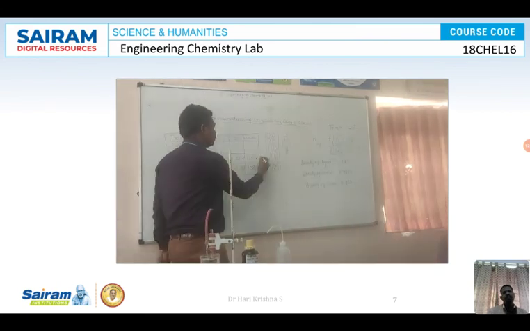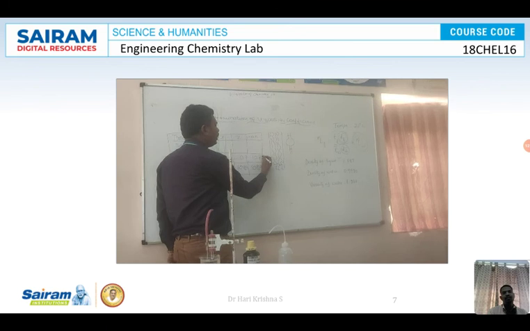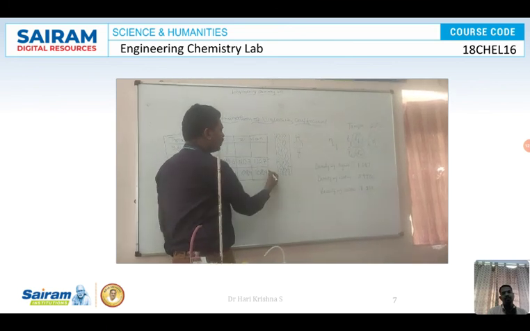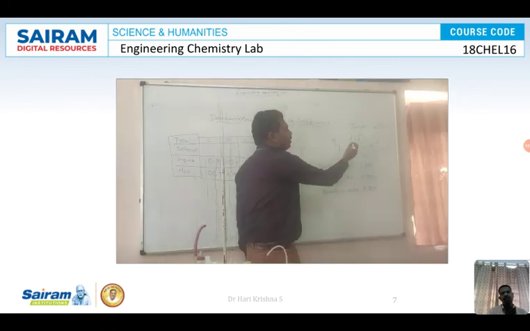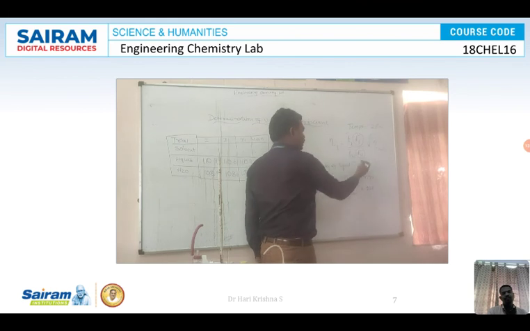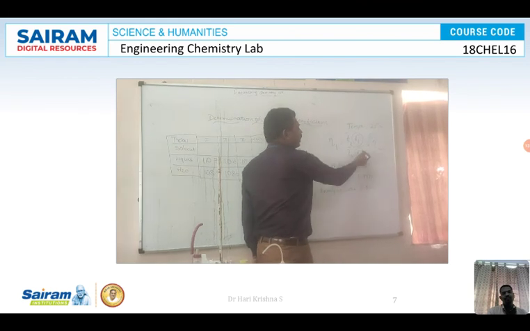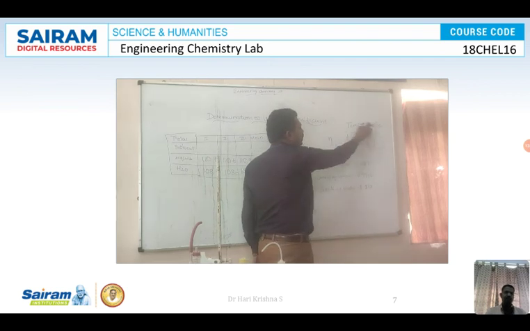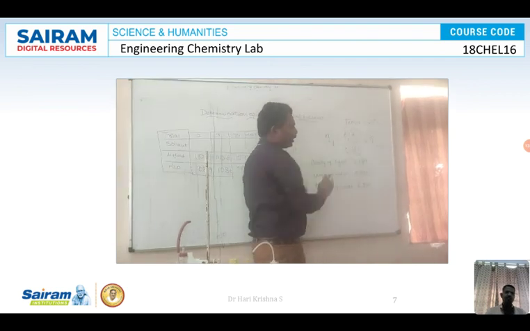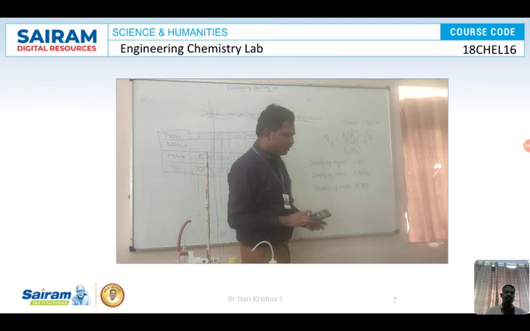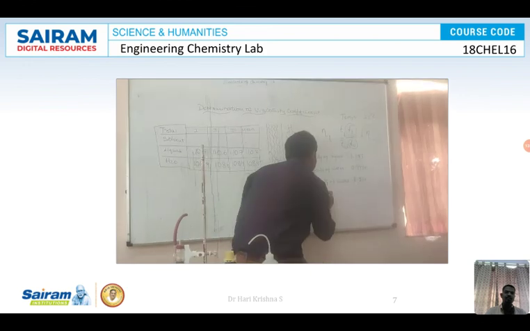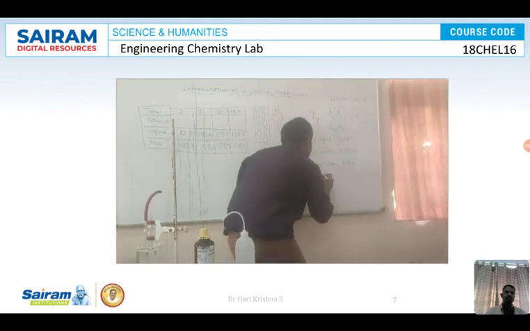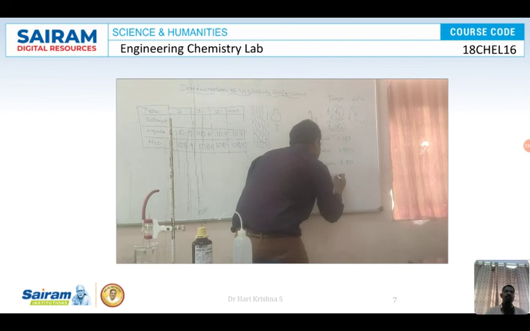Mean time flow of liquid is 110.7, time flow of water is 108.9. Density of the given liquid at 25 degrees Celsius, density of water, and viscosity of water at 25 degrees Celsius are substituted. When you substitute and calculate, we get the viscosity of the given organic liquid as 9.845 millipoise.